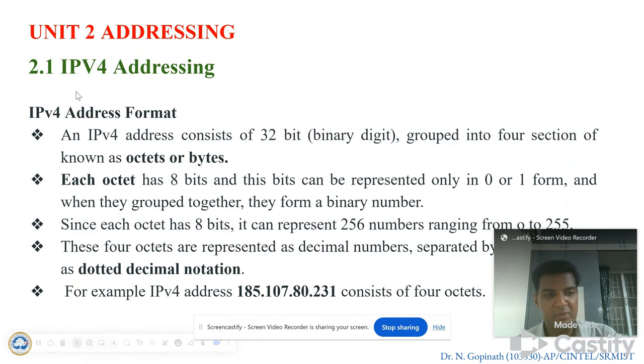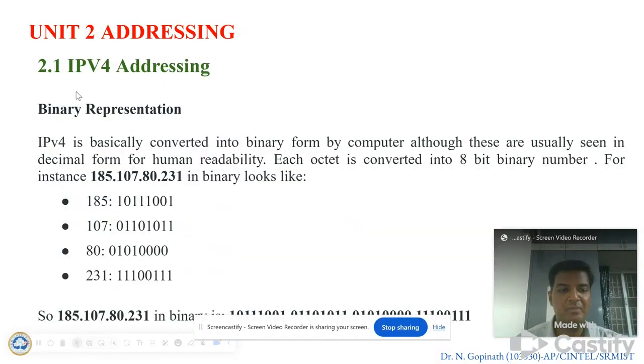IPv4 address format. An IPv4 address consists of 32 bits grouped into 4 sections known as octets or bytes. Each octet has 8 bits and these bits can be represented only in 0 or 1 form. When they are grouped together, they form a binary number. Since each octet has 8 bits, it can represent 256 numbers ranging from 0 to 255.